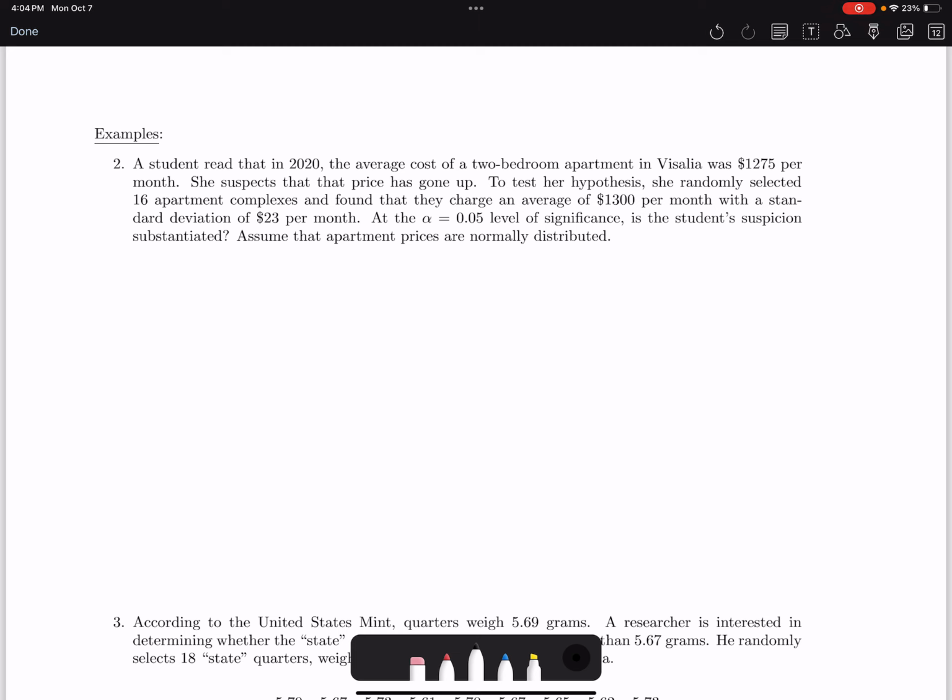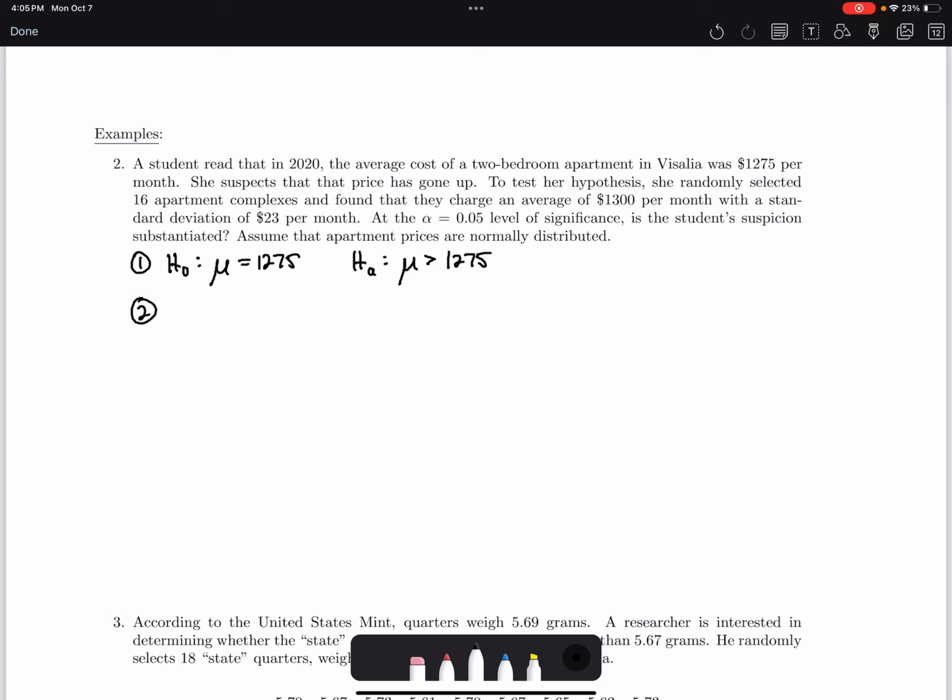But okay, so let's run this test, right? Step 1 in our hypothesis testing procedure is to state the null and alternative hypotheses. The null hypothesis is that prices have not changed since 2020, right? The average cost of a two-bedroom apartment is still $1,275 per month. Okay? The alternative is that this student is correct, right? That prices have gone up, right? That the average price of a two-bedroom apartment is now more than $1,275 per month.